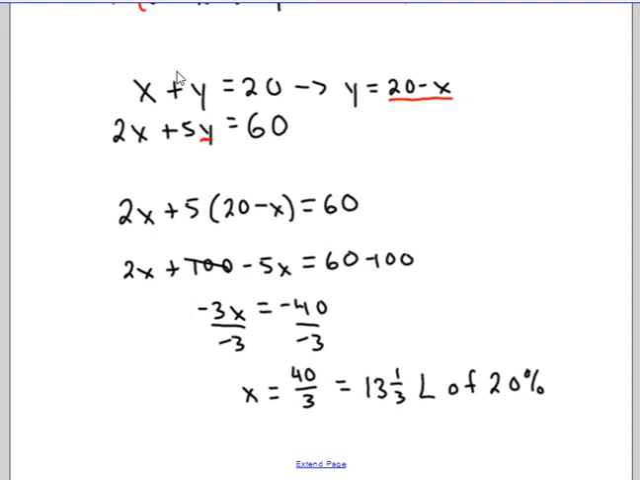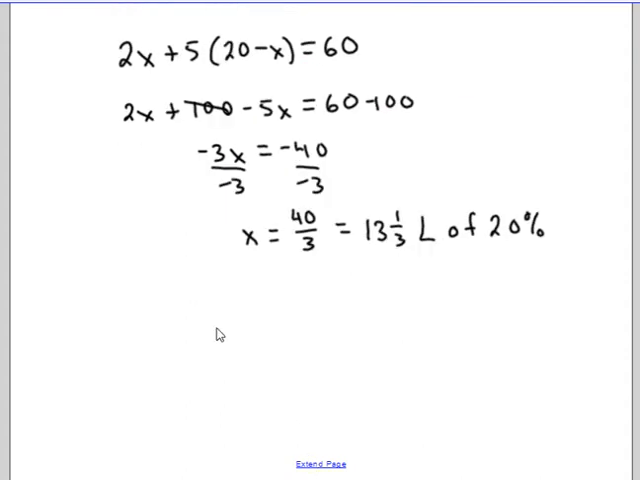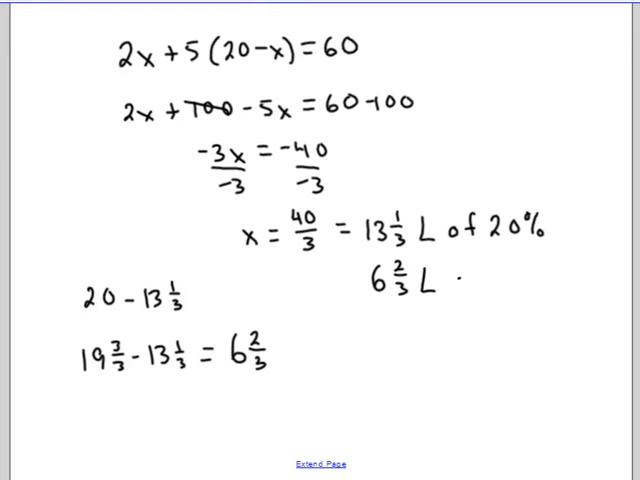Now x plus y has to be 20, so that means y is going to be 20 minus 13 1/3. I'm going to think of 20 as 19 3/3. Now 3/3 minus 1/3 is 2/3, and 19 minus 13 is 6. So then it's 6 2/3 liters of the 50%.